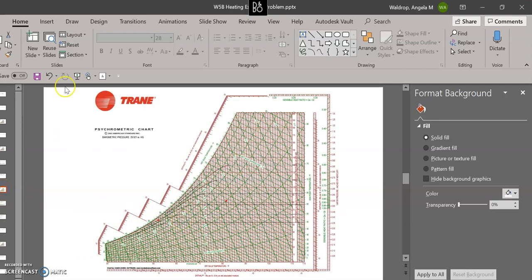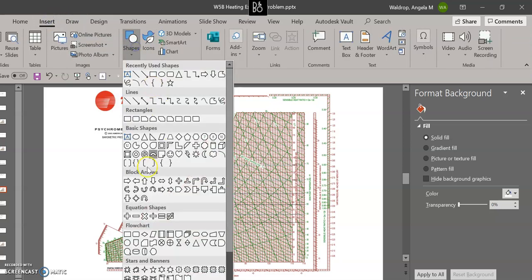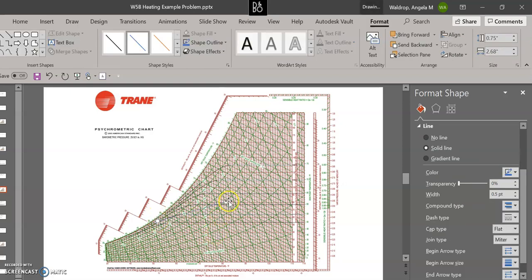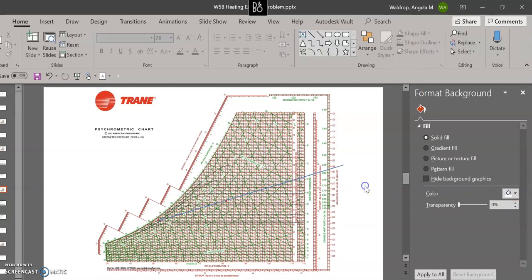psychrometrics chart here. I'm going to insert a shape. And I'm going to change the length of that to make sure that it's passing through that point. And I'm going to darken it, make it thicker, that way it's a little bit easier to read. I'm going to leave the color alone.